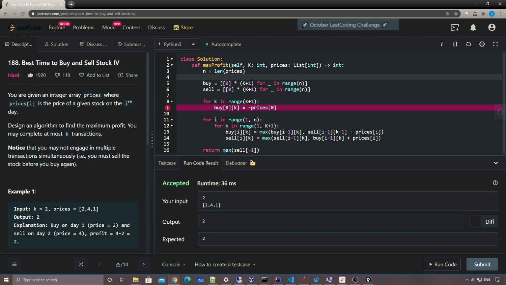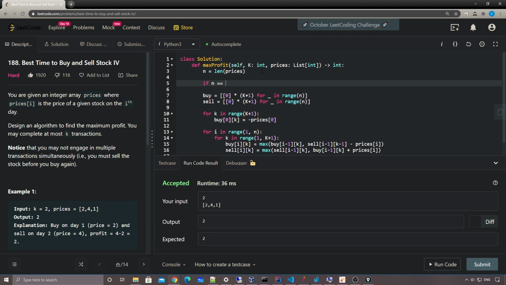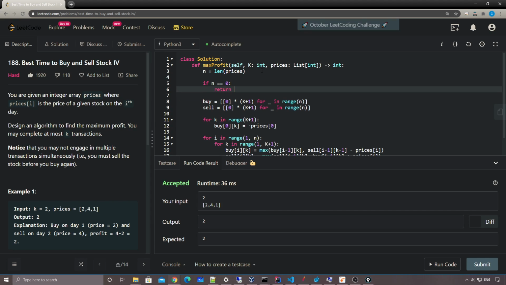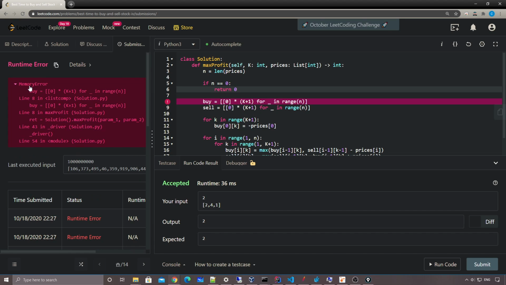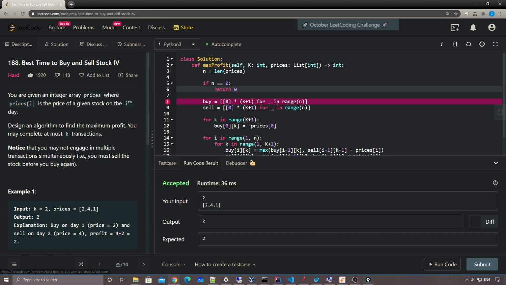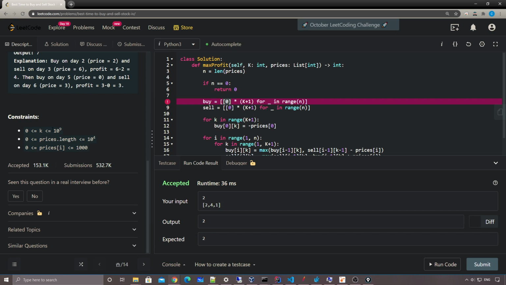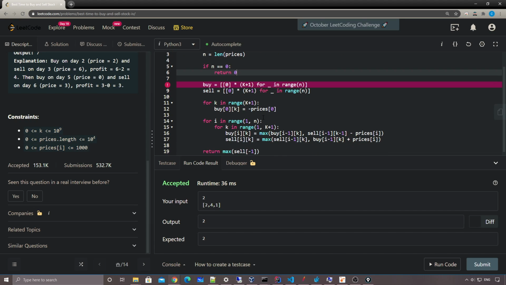Oh, sorry. Another base case is like this: if n is zero, we simply return zero. Okay, if we submit here, as you can see, we have a memory error, because this is a huge K, and if we try to allocate a DP array of this size, it will definitely exceed the maximum memory allowed, because K is too big.